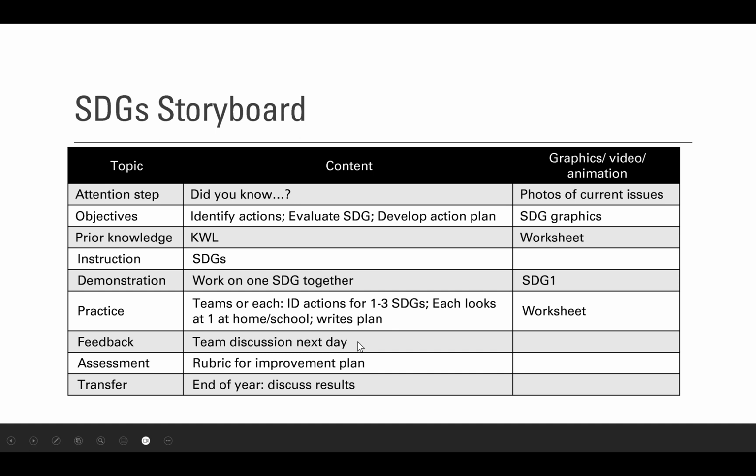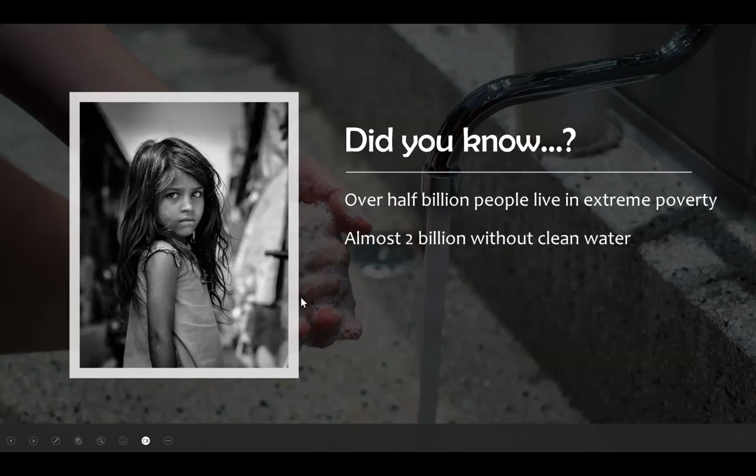The lesson plan calls for discussing it the next day in the teams. So everybody goes home, does their thing, comes back and does a discussion. And then we have the rubric for the improvement plan that they're going to do. At the end of the year, you might want to discuss whether or not they actually made the improvements.